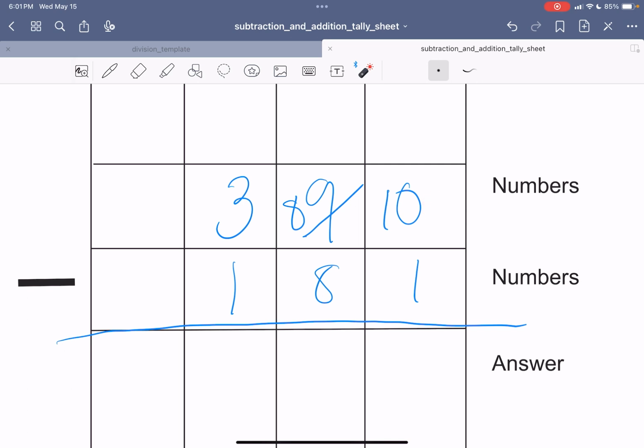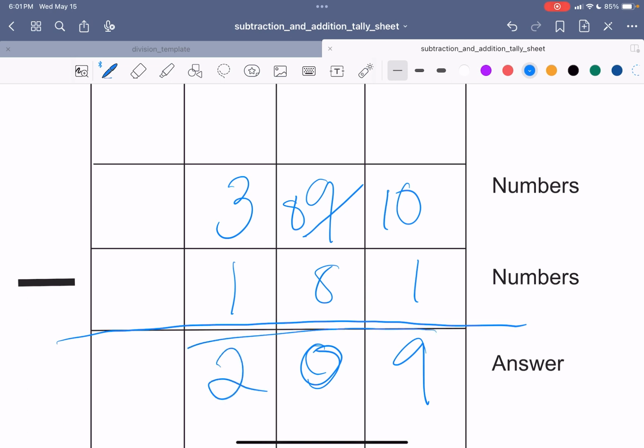So we're going to do 10 minus 1 is 9. 8 minus 8 is 0. And 3 minus 1 is 2. So our final answer is 209.